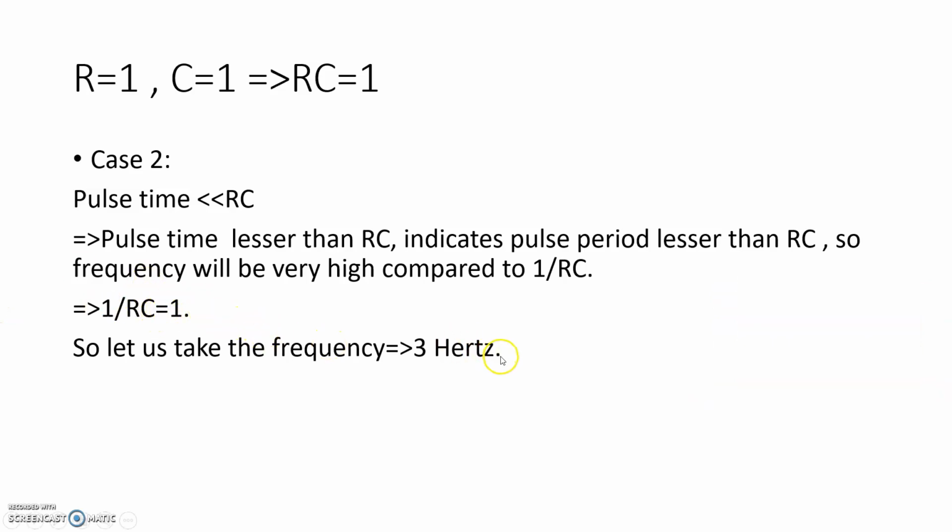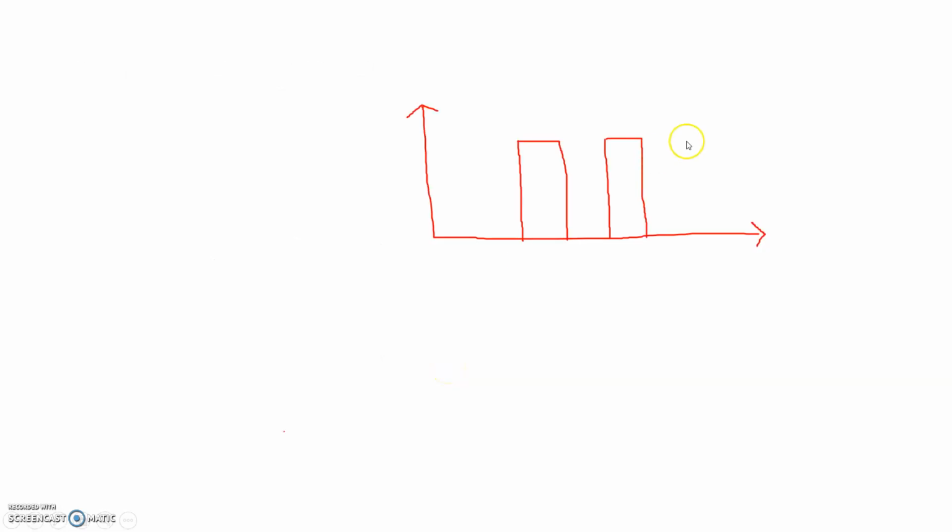Okay, so let us take frequency equal to 3 hertz. So the frequency is quite higher than 1 by RC, and we will observe what may be the possible output waveform. Before that, theoretically, intuitively, let us try to understand. So this is our square waveform, which has higher frequency compared to our earlier case. So it has less time period, and I have drawn it accordingly.